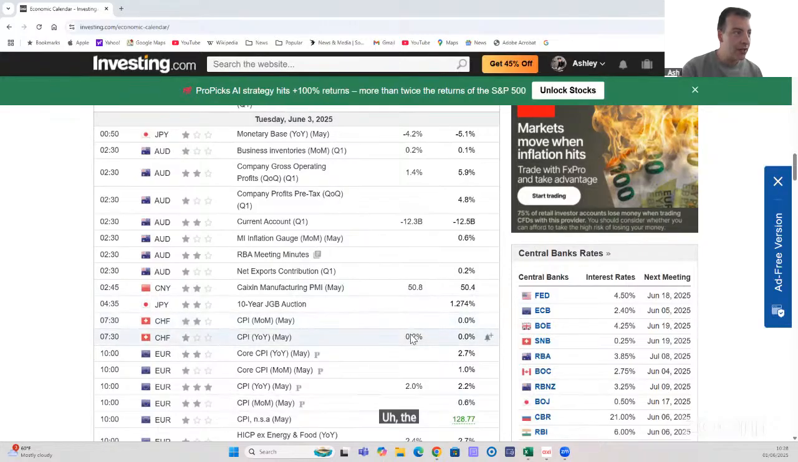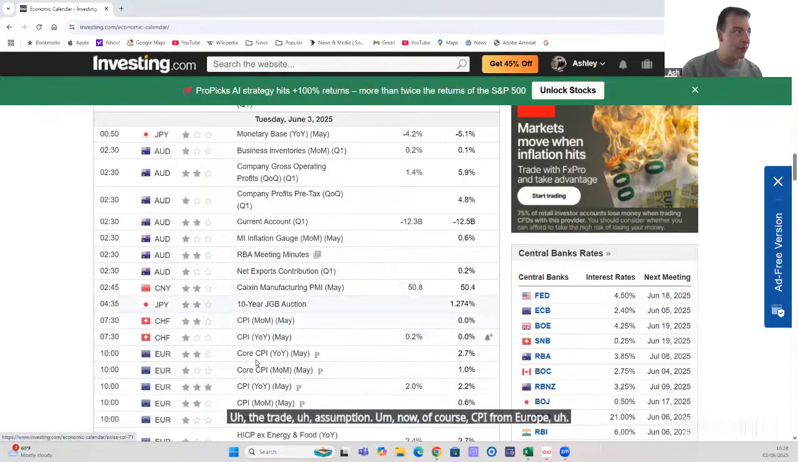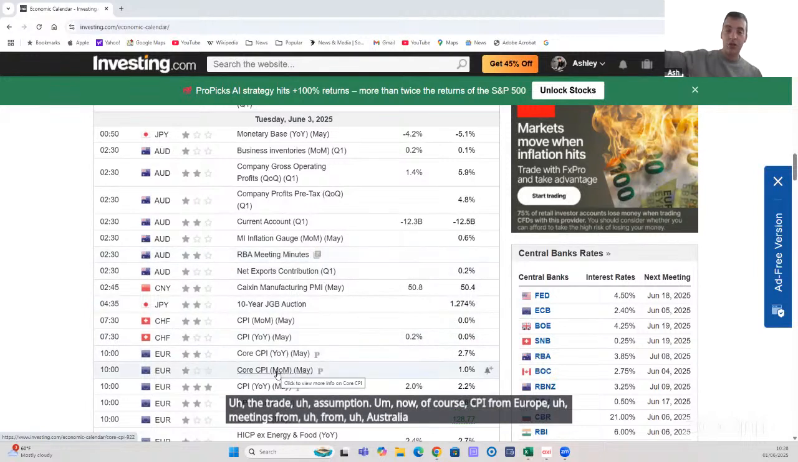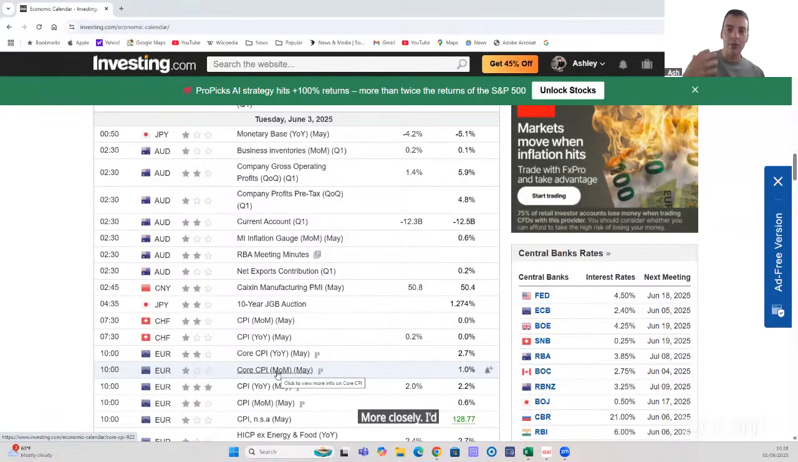the trade assumption. Now, of course, CPI from Europe, meetings from Australia, they might jump those particular currencies to the forefront. But what we're trying to do is get out in front by saying, this is what I'd like to look at more closely. I'd like to look at the Swissy more closely for some upside. I'd like to look at the CAD more closely for some downside.